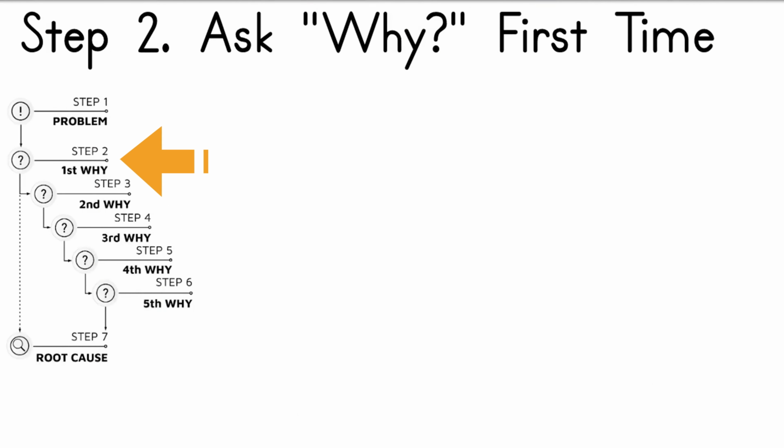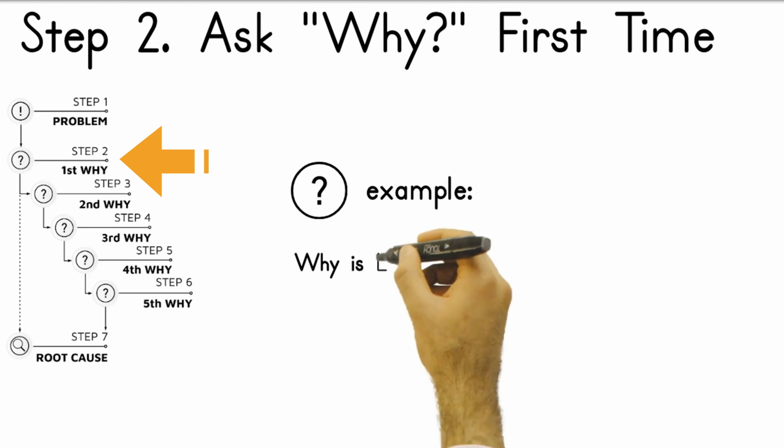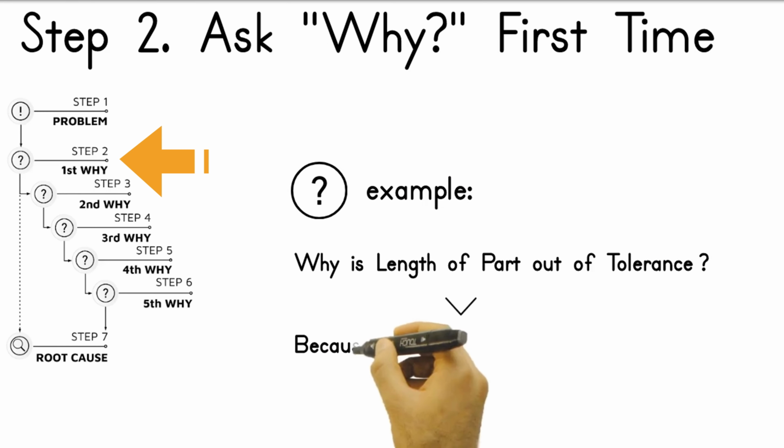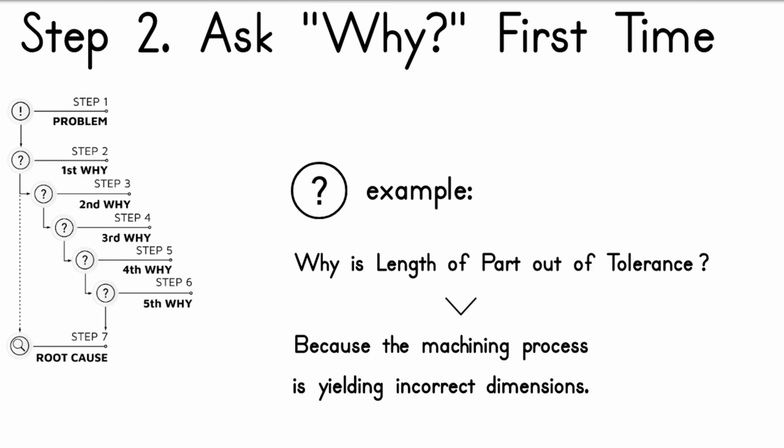Step 2. Ask why. First time. Ask why the problem occurred and record the answer. This sets the stage for uncovering the underlying causes. In our case, inquire, why is the length of the part out of tolerance? The response could be, because the machining process is yielding incorrect dimensions.